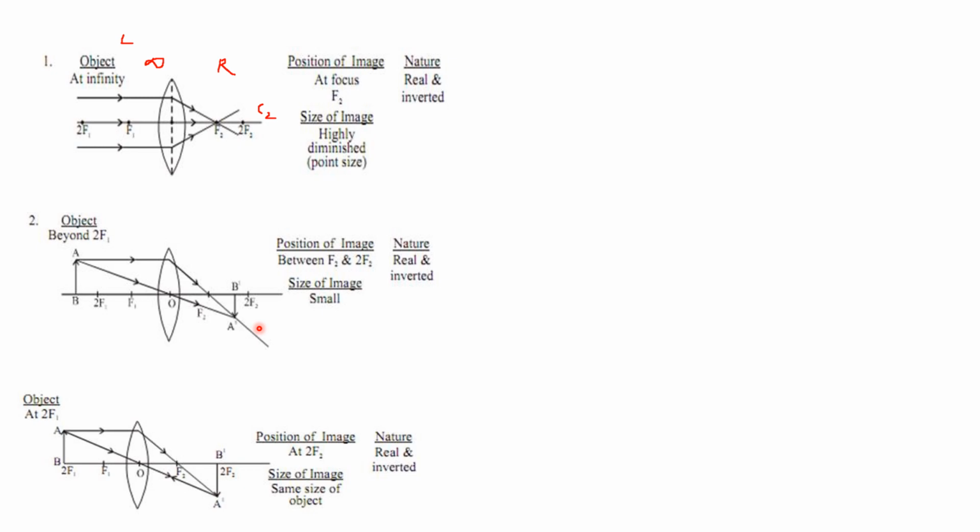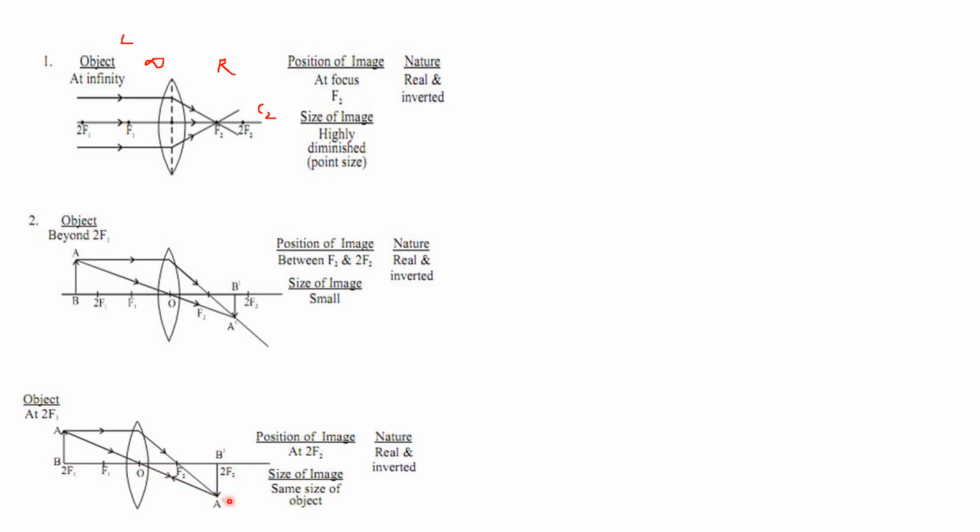Now the position of the image, if you see, is between 2f2 and f2, right? The size of the image is small, nature real and inverted. Next, coming to the object when it is kept at 2f1, that is, at center of curvature 1. Now let's take two rays. First ray going parallel to the principal axis. After refraction, it passes through the principal focus. Now the second ray goes through the optical center undeviated, right?